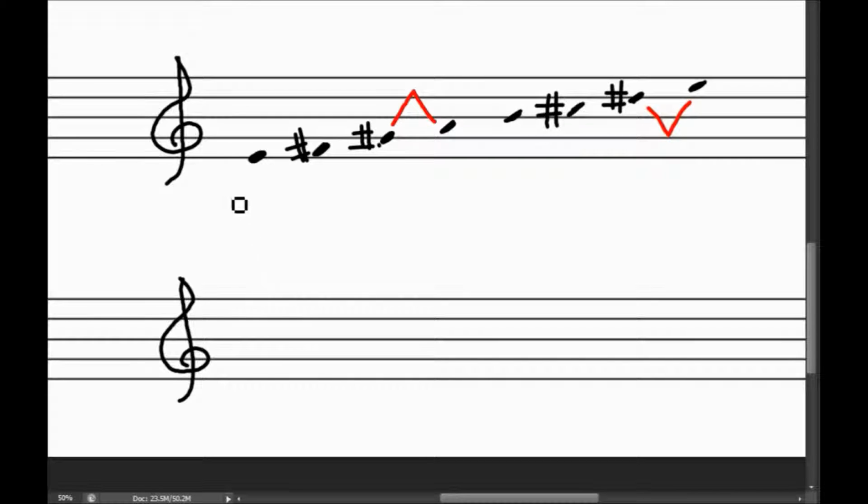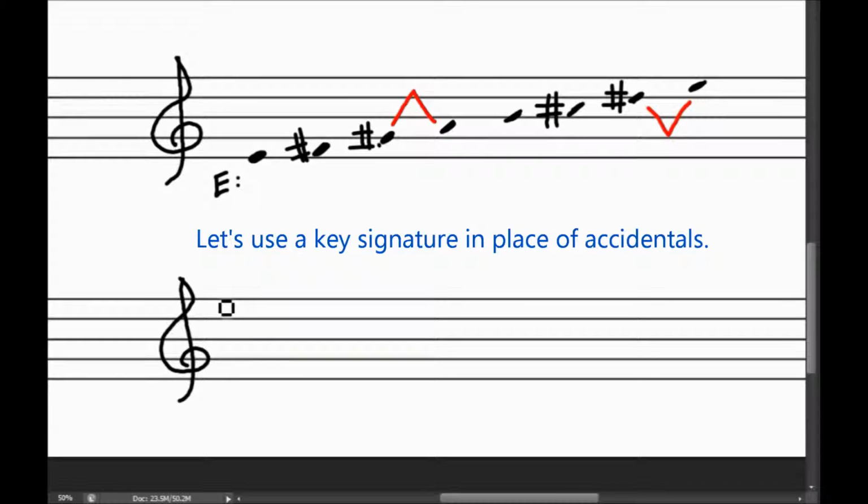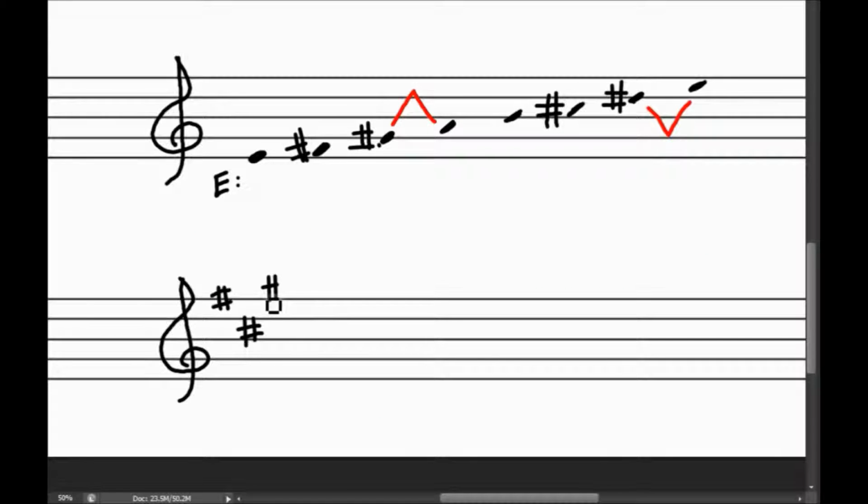Now let's take a look over here. Previously we wrote out in accidentals the key for E major. So now we're going to use the key signature using our circle of fifths, or our little mnemonic device that we learned: Fat Cats Go Down Alleys Eating Bread. And since I have 4 sharps above, I'm going to write 4 sharps into my key signature. And there they are, all 4 of them.